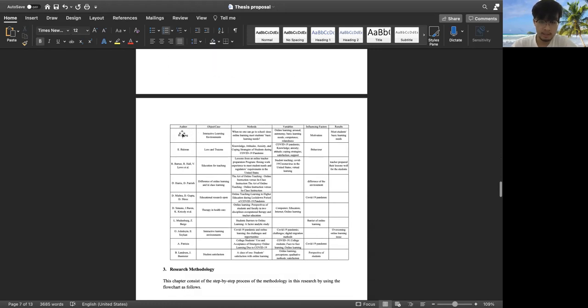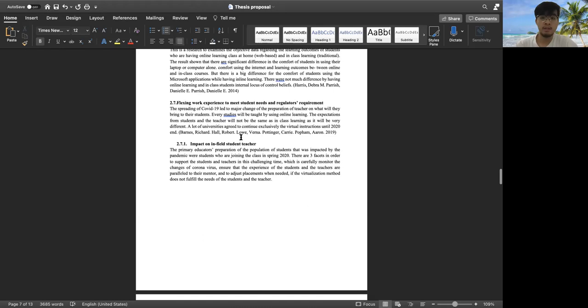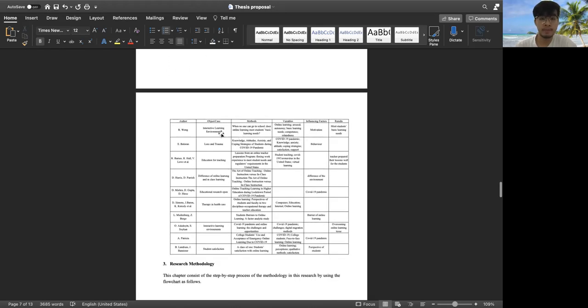And this is the literature review table. In this literature review table, there are references for the literature review. Here there are author, object or case, methods, variables, influencing factors, and results.